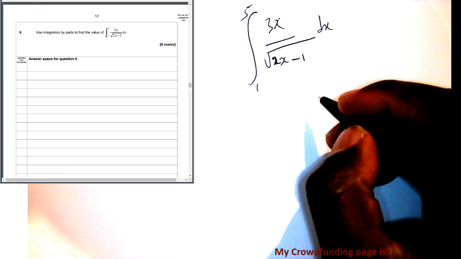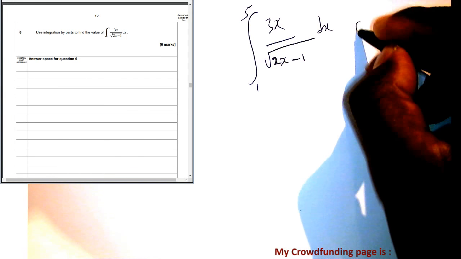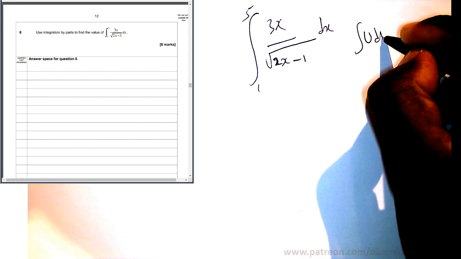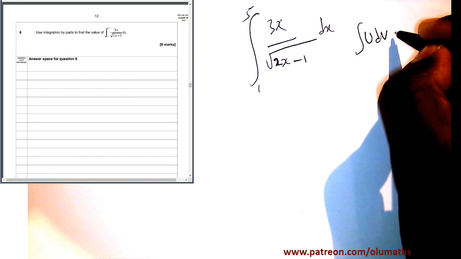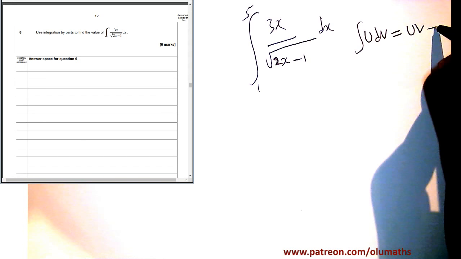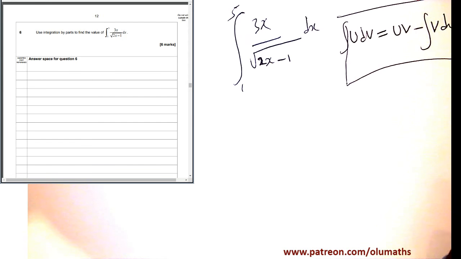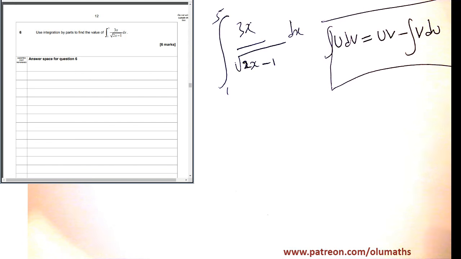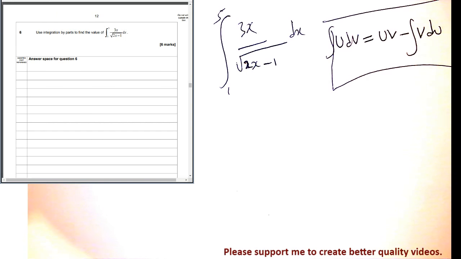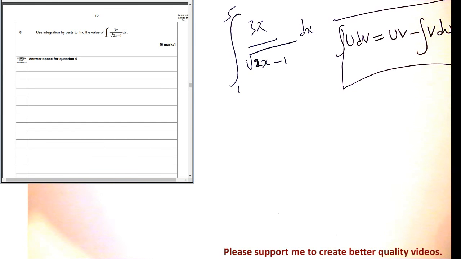We know that using integration by parts, integral u dv equals uv minus integral v du. That's the rule, and this rule came from the product rule. That's where it came from. But I'm sure you don't want to know how. At this point, you just don't care, do you?